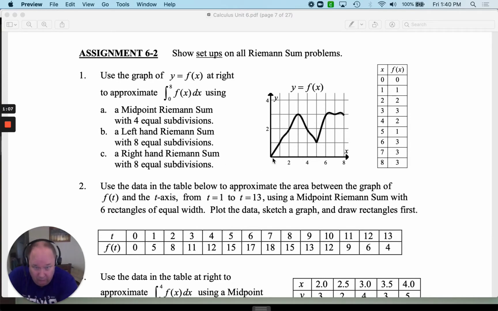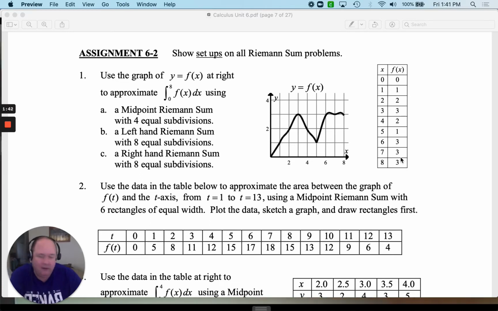When I look at the first rectangle from 0 to 2, that's how wide it is. What's the middle value? And then go up. So positive 1 is the midpoint value, and we're going to set this up. The height of the first rectangle is 1. Then from 2 to 4, the middle is 3, which goes up to 3. From 4 to 6, it's 5 in the middle there, and it goes up to 1. From 6 to 8, it's 7, and it goes up to 3.